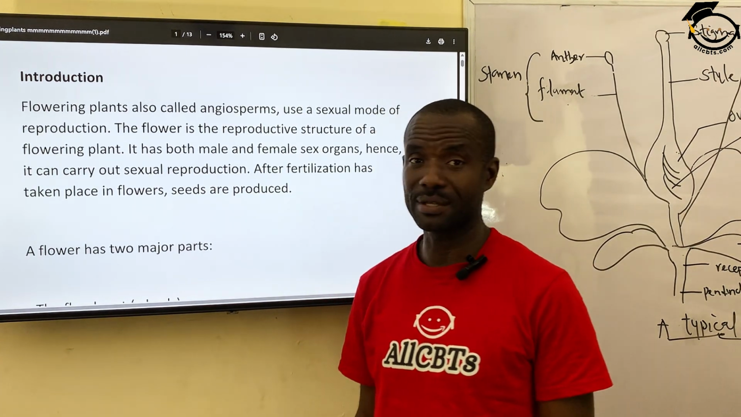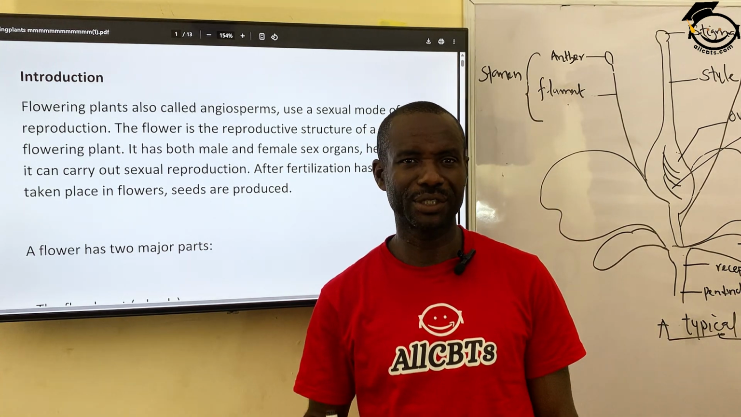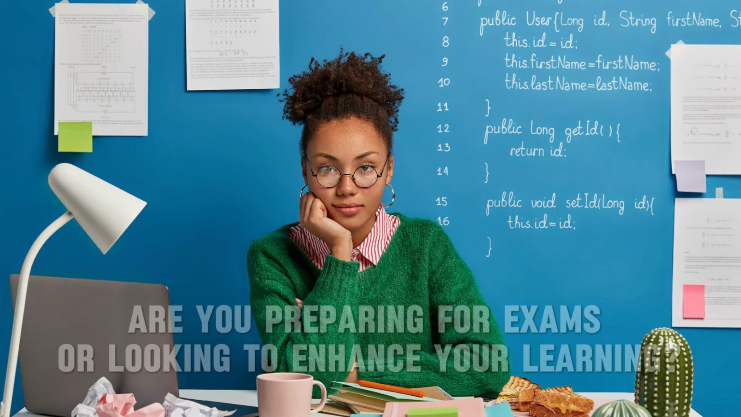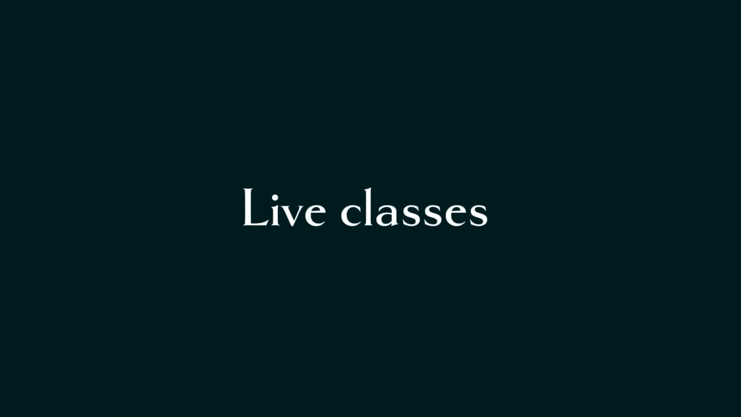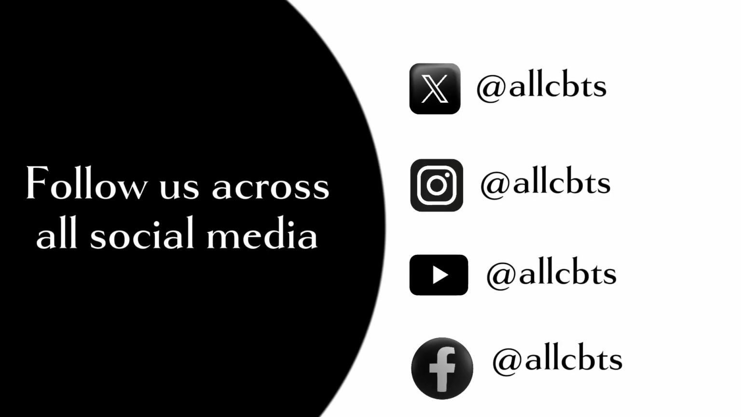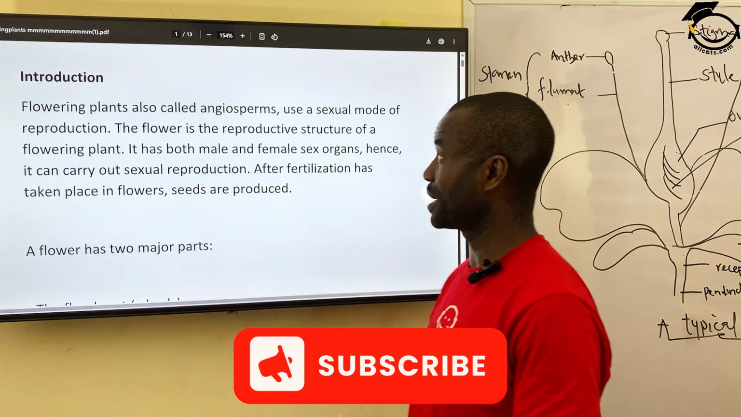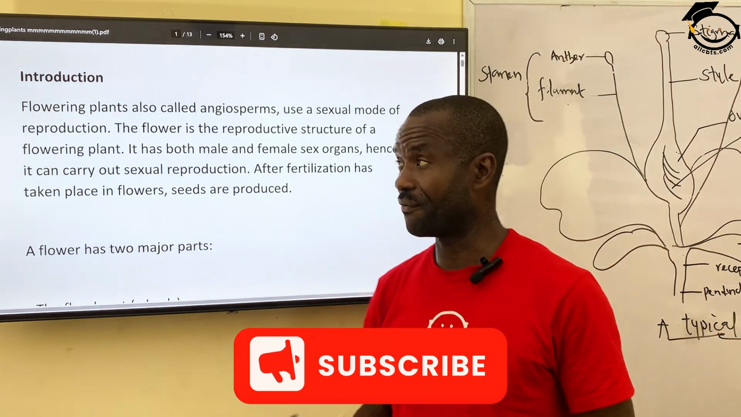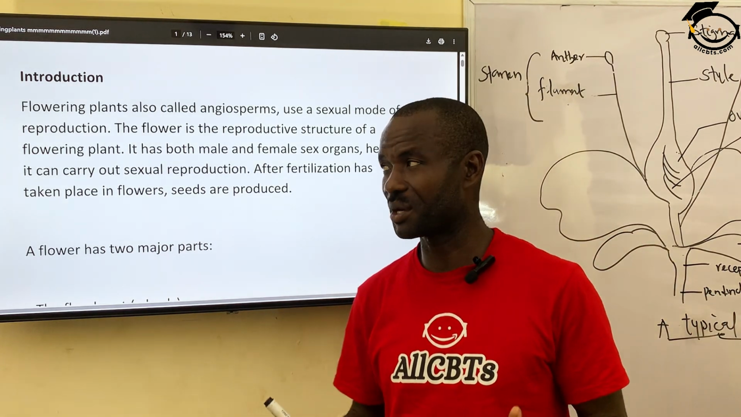Today we have the subject biology, and the topic before us is reproduction in flowering plants. Let's go by introduction. We say flowering plants are otherwise known as angiosperm because they have both male and female reproductive systems. That is why they are able to carry out what we call sexual reproduction.